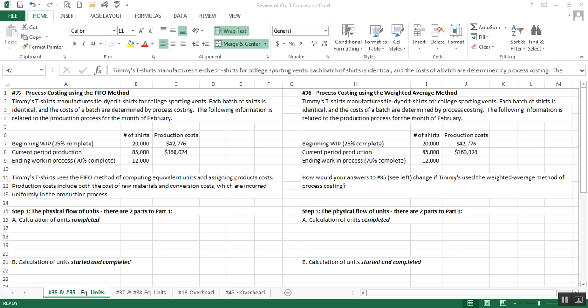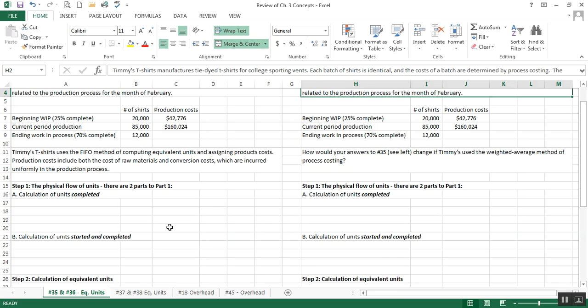In order to do that, we look at our beginning work in process, our current period production, and our ending work in process, and the percentages that those have been completed. You can see that I've set up the problem side by side so we can compare afterwards the difference between the two methods. As mentioned in class, there are 4 steps to calculating the cost that should be transferred to finished goods. The first step is to calculate the physical flow of units.